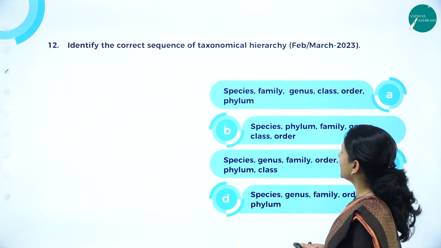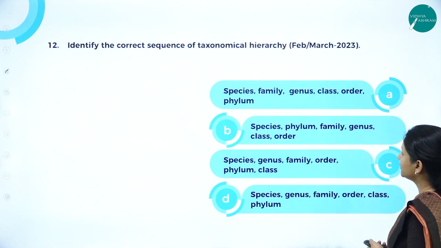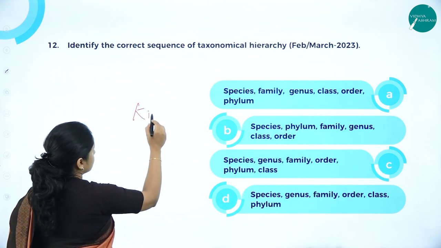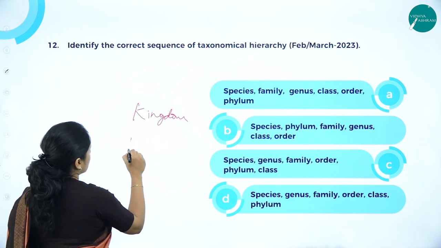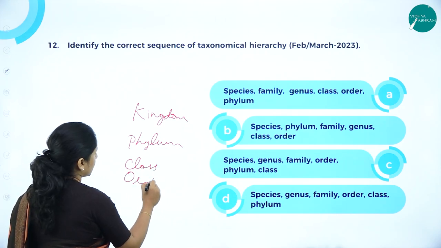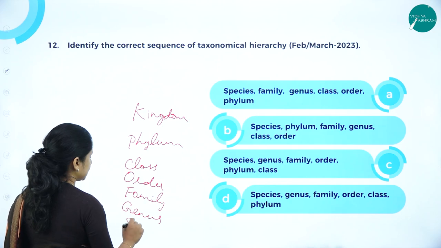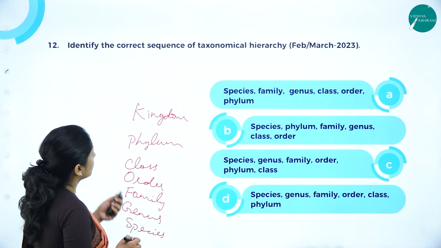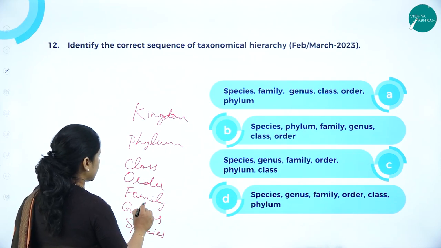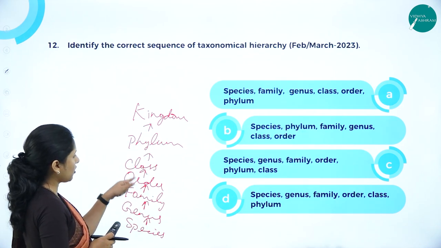Next, identify the correct sequence of taxonomical hierarchy. This question was asked in February-March 2023 again. Is it species, family, genus, class, order, phylum? To know that, we'll just write the order here first. Kingdom, phylum, class, order, family, genus, and species. If you are writing the correct sequence of taxonomical hierarchy in ascending order, from smaller to bigger, we will put an arrow mark like this, from smaller to bigger. It should be species, genus, family, order, class, phylum, kingdom.